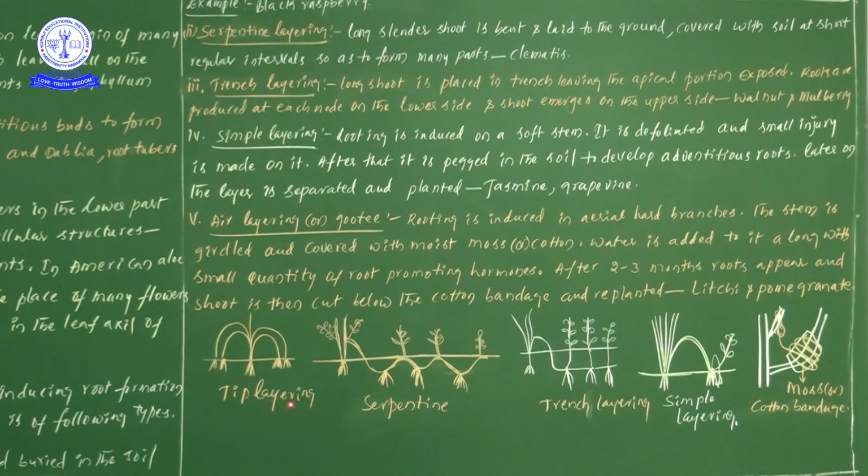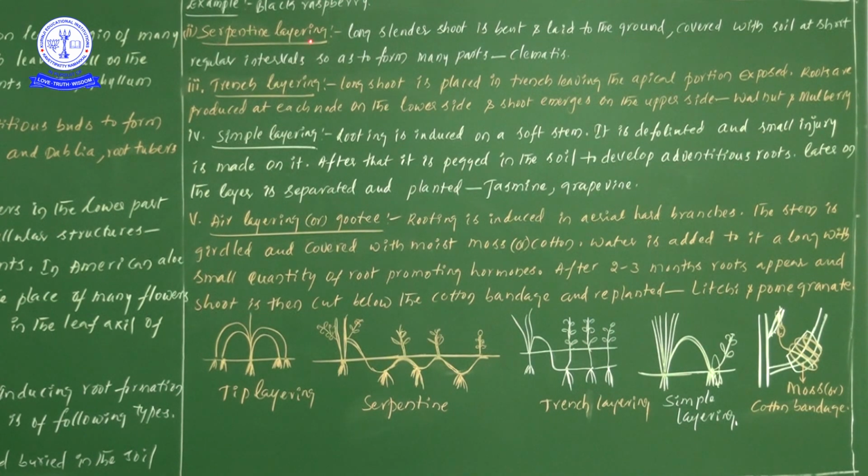Now look, here tip layering is there. These are all shoot tips, the shoot system. When we bend this shoot system and keep it in the soil, when the shoot system touches the soil, from there we observe the formation of roots. So root development is there at the tip of the shoot system. That's why this type of layering we take as tip layering.